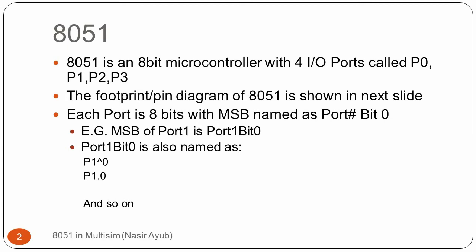So each port is 8 bits, and each bit is identified by port number and bit number. Okay, port 0, bit number 0. And in our code, we can define the pin number as P1.0, for example, that's port 1 bit 0, or we can give its address in hexadecimal, which is 0x90.